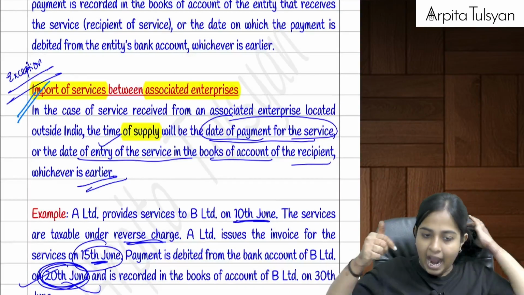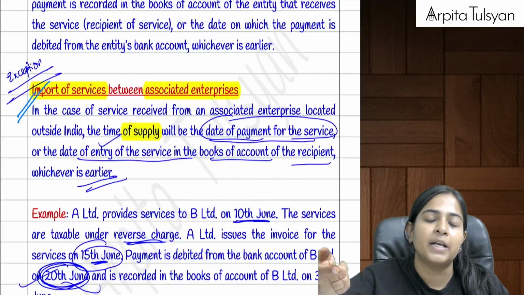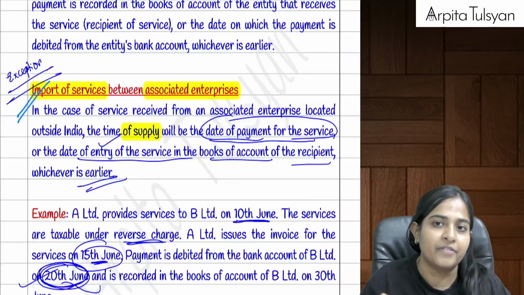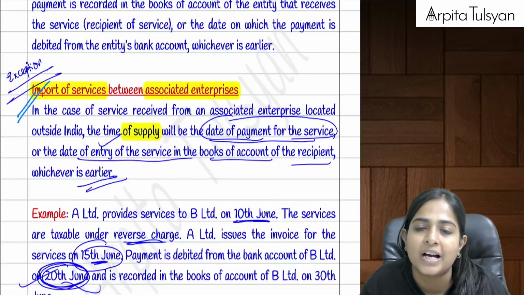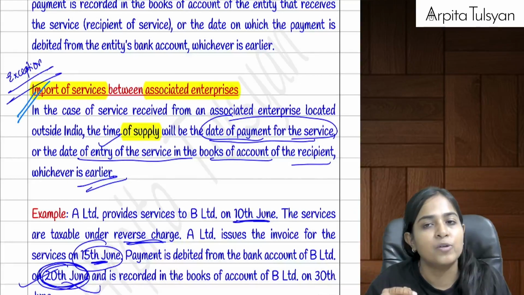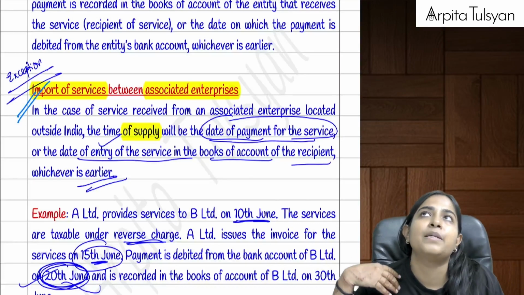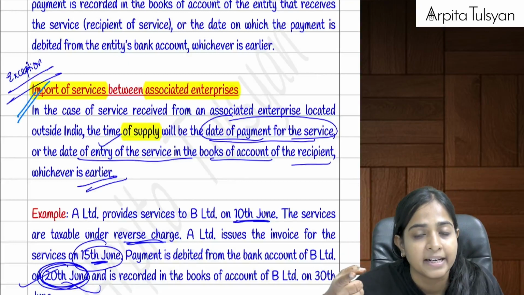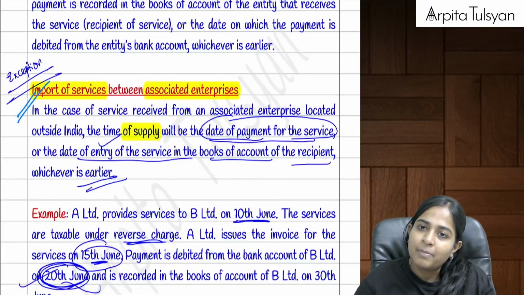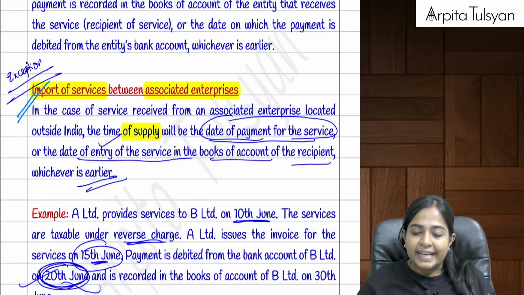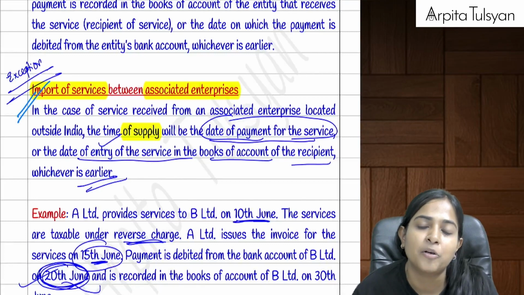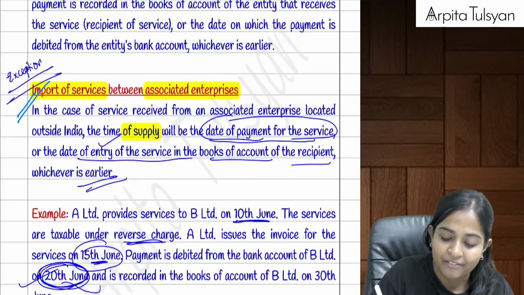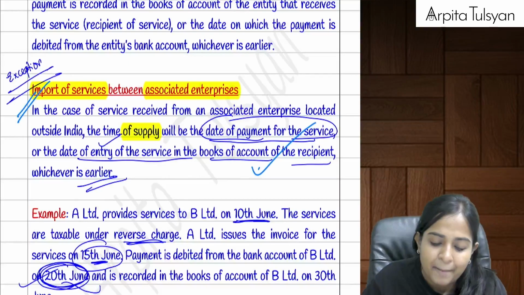Now let's say I am here in India, my associated enterprise is located outside India. I am receiving some service from an associated enterprise located outside India. I am the service recipient, that person is the service provider. Since the service provider is located in a non-taxable territory, can we say a reverse charge mechanism will be applicable? So time of supply in this case will not be calculated as per the normal time of supply. Here they have specifically given that time of supply will be the date of payment for the service.